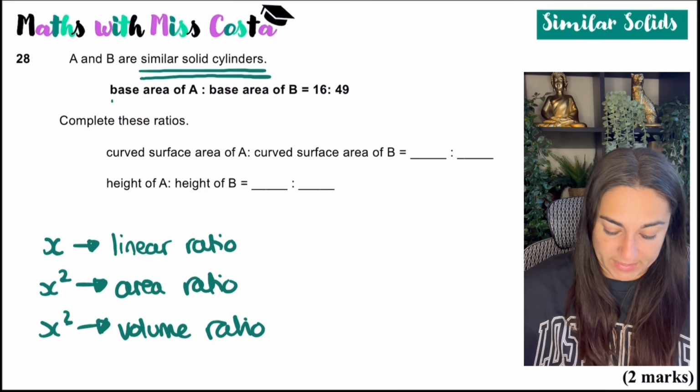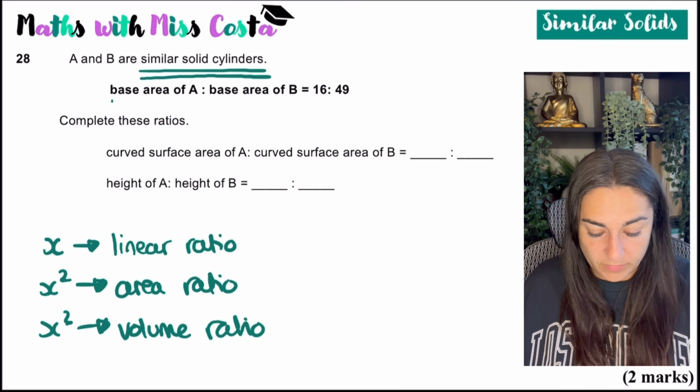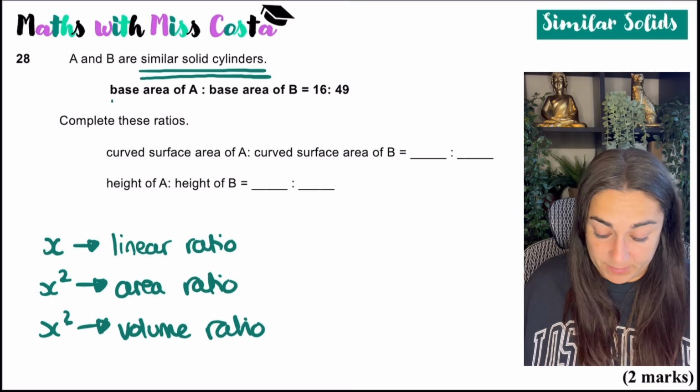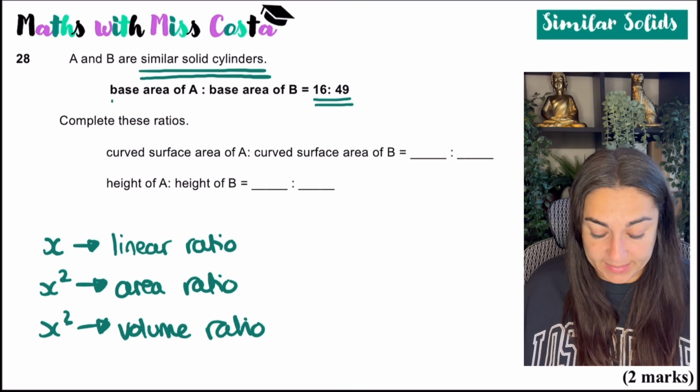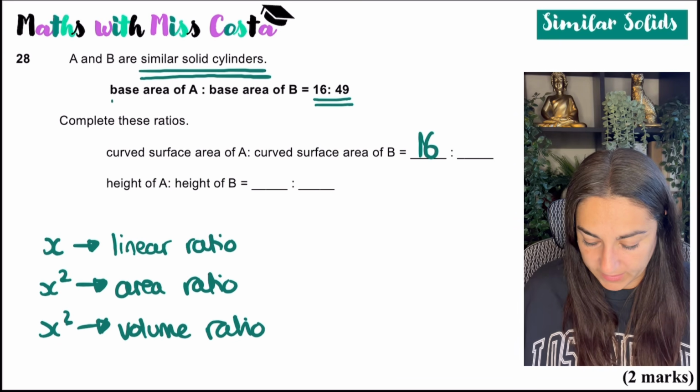Similarly, all volumes and all lengths share the same ratio. So if the base area of A to the base area of B is 16 to 49, it's going to be exactly the same for the curved surface area. It will be 16 to 49.